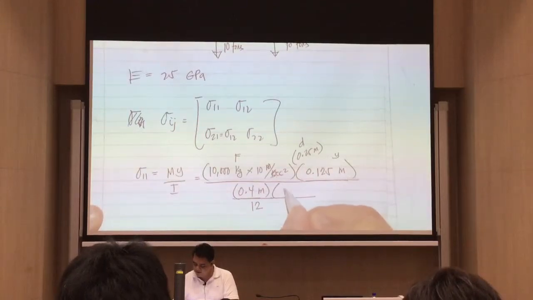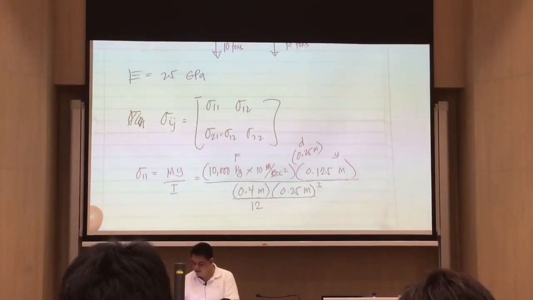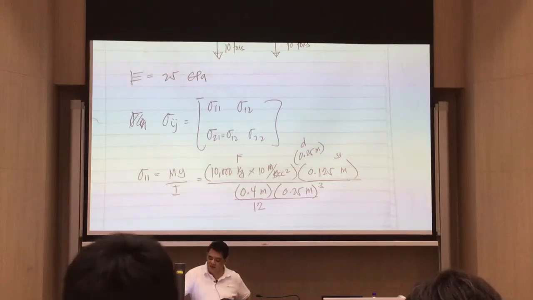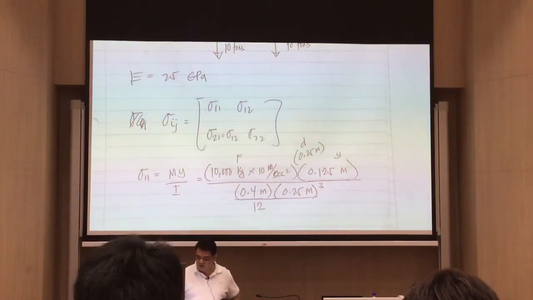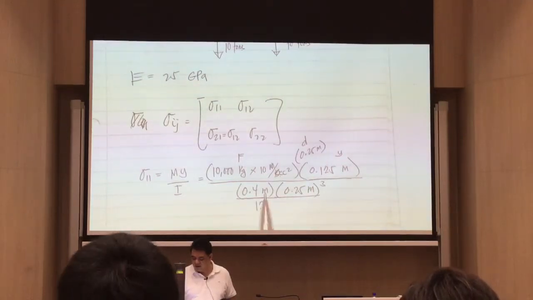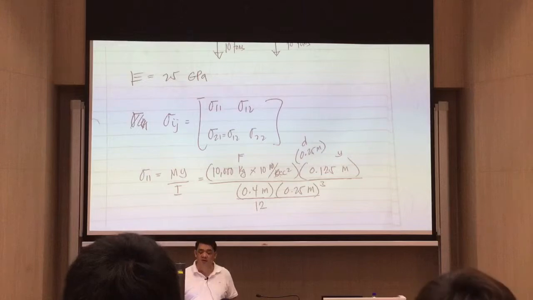0.25 cubed. Okay? So b h cubed all over 12. So we're there, right? So let's check the units. So we have this one to be Newton. And this will be meter squared. And then this will be meters to the fourth. So Newton per meter squared.